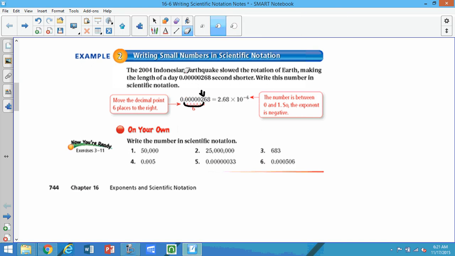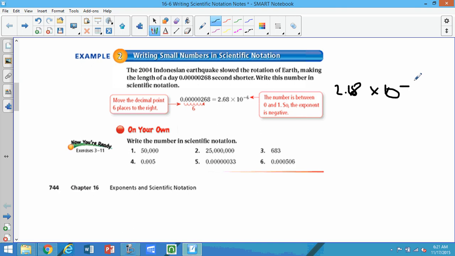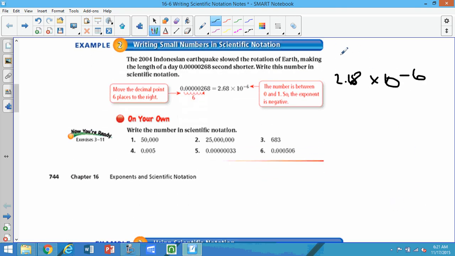When we do that, you're going to notice that it becomes 2.68 times 10. Now you count your decimal point places, but because you're using a number that is smaller than 1, it becomes a negative exponent, so it's the negative 6th power. You move it 6 spots, but it's going in the opposite direction, so it's the negative 6th power. That's really how you do it. It's really quite simple. And again, you drop those zeros.